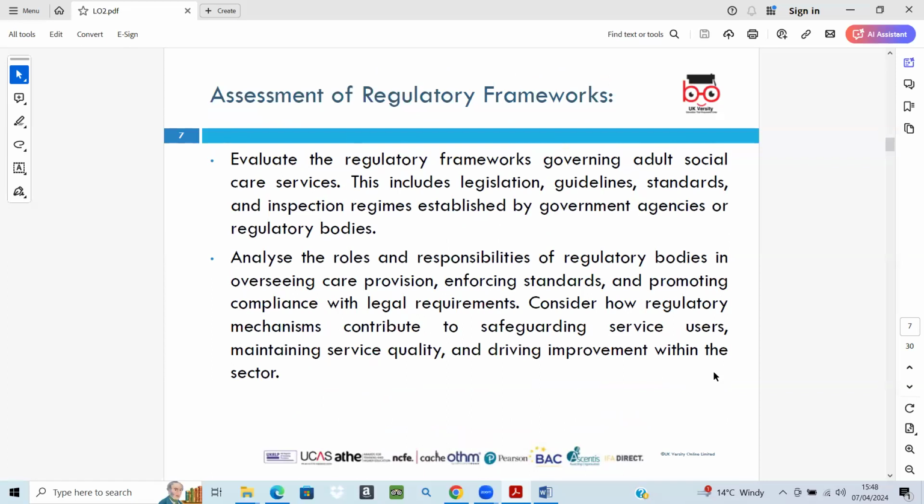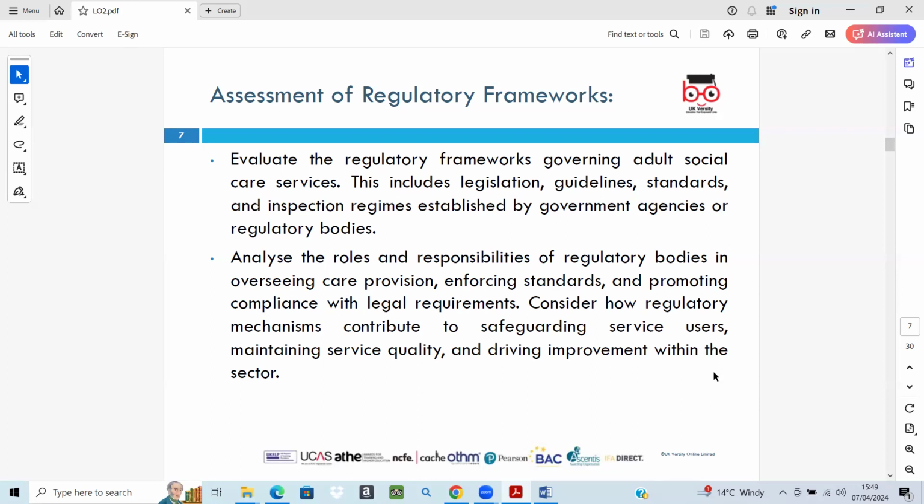So now in the next slide, we have assessment of regulatory frameworks. For the assessment of regulatory frameworks, we need to identify key legislation. Again, we discuss, for example, the Care Act. We discuss the Health and Care Act. We discuss the Equality Act.